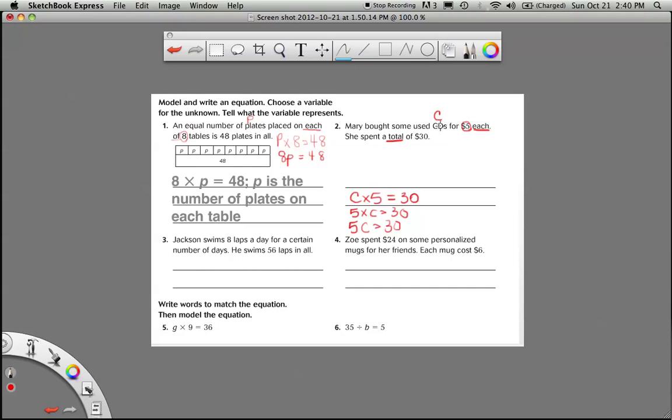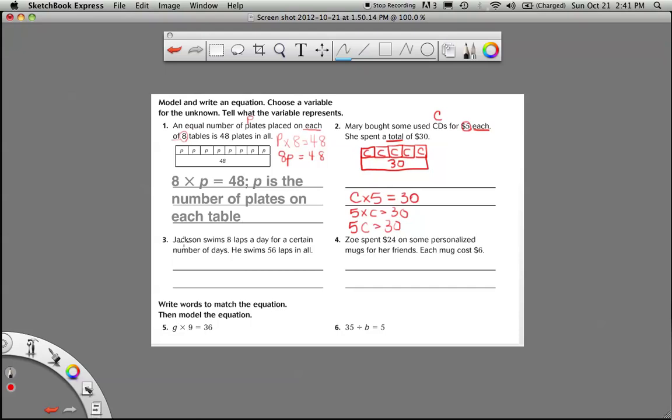So I told what my variable stands for. It stands for CDs. I wrote my equation. Now I need to model. All I have to do when I'm multiplying is draw C 5 times. So 1, 2, 3, 4, 5, and I'll label each one of those as C. C 5 times gives us a total of, so that whole thing has to equal $30. So that's my model for number 2.